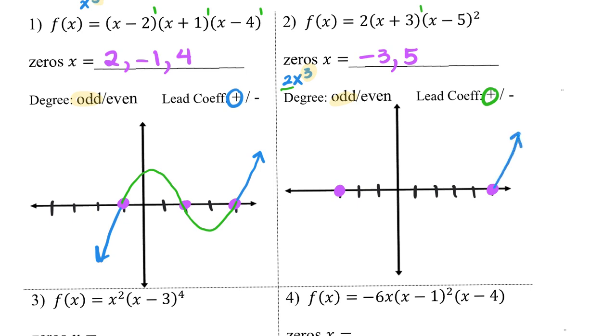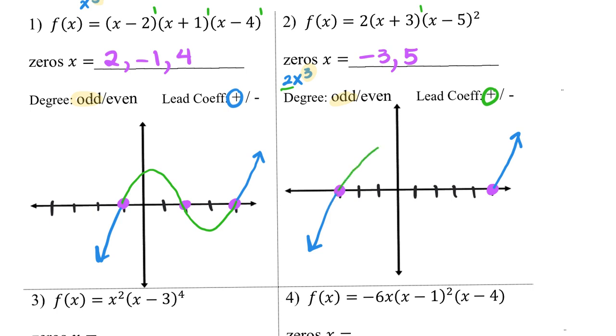Since it's odd, it should go the opposite on the left. Okay, now I've got to figure out what it does in between these points. On the x plus 3, the degree is odd. So at x plus 3, I've got x equals negative 3. The graph should pass through. So let me make the graph pass through.